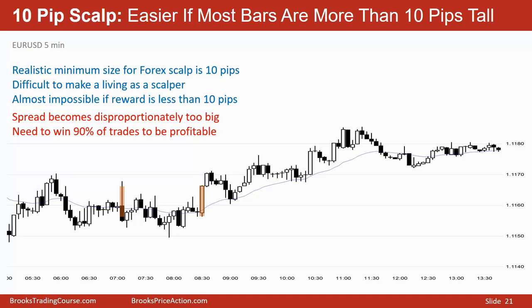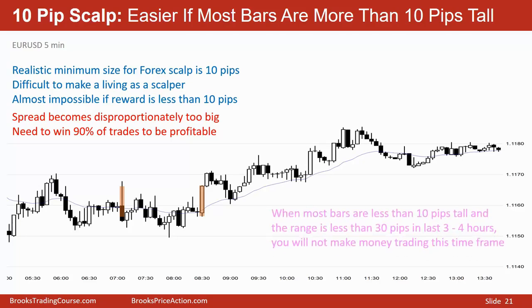Great scalpers do win 90% of their trades, but a lot of those traders are using wide stops and scaling in, and that's not something that a beginner should ever consider. They will lose money. And you will lose money if you're going for a reward less than 10 pips. In fact, most traders will lose money even going for a reward that is 10 pips tall. That's the minimum scalp.